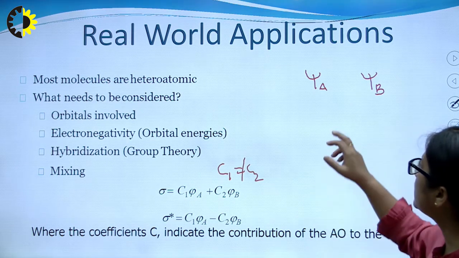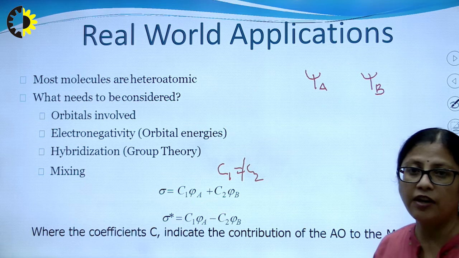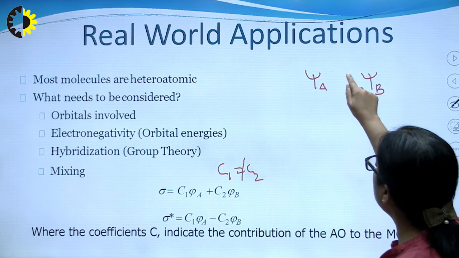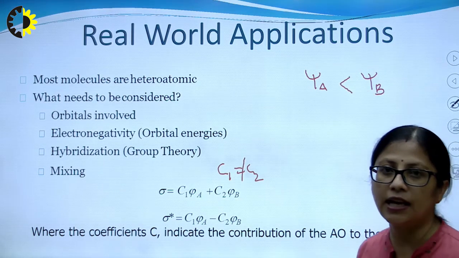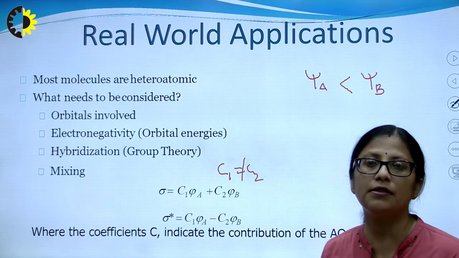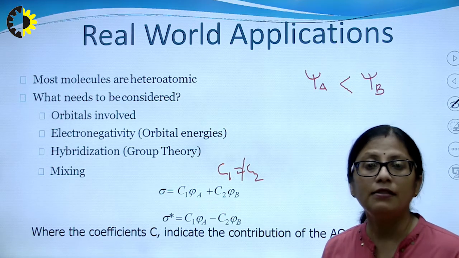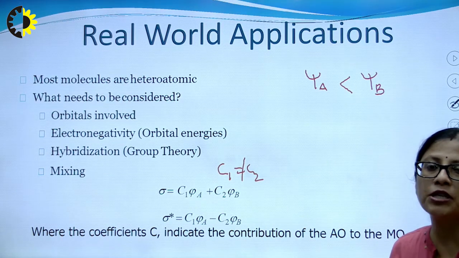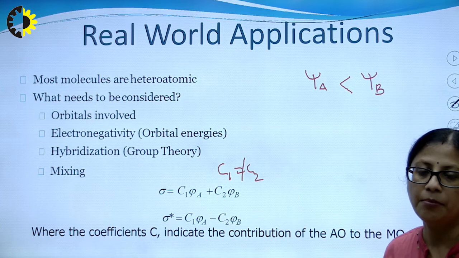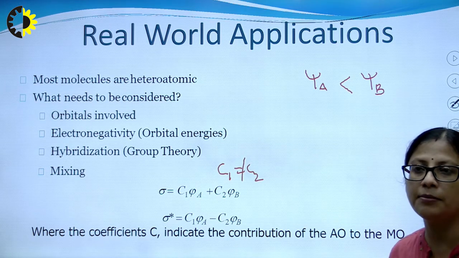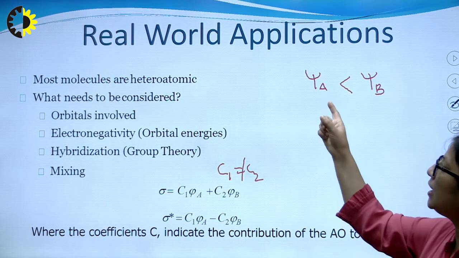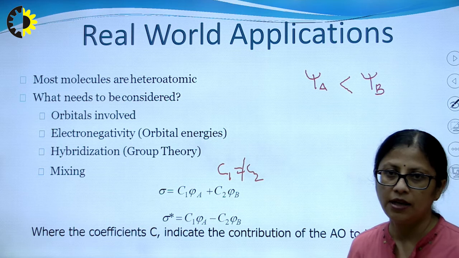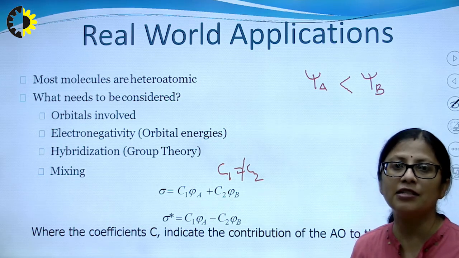So here, if psi A and psi B are the wave functions of the two atoms, and if the electronegativity of atom B is greater than the electronegativity of atom A, then this psi B makes a greater contribution towards the bonding molecular orbital because of the higher electronegativity of atom B, and this psi A makes a greater contribution towards the anti-bonding molecular orbital because of the low electronegativity of atom A.